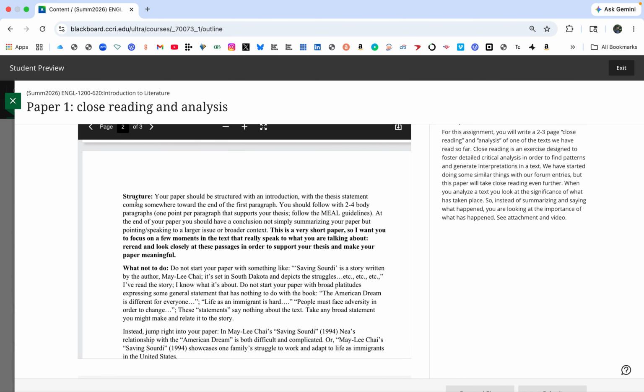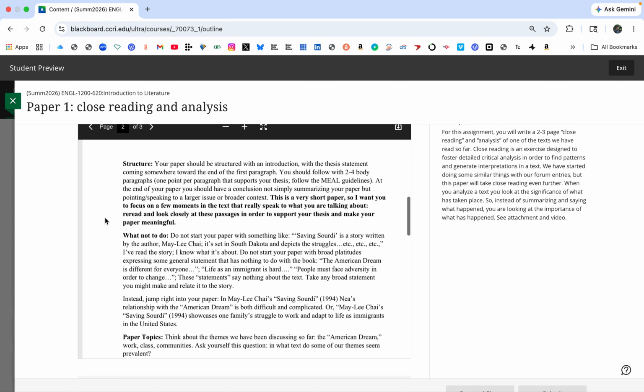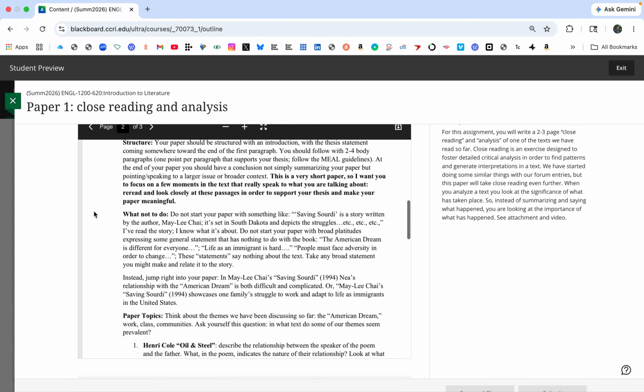Structure. Your paper should be structured with an introduction with the thesis statement coming somewhere toward the end of the first paragraph. You should follow with 2 to 4 body paragraphs, 1 point per paragraph that supports your thesis. Follow the MEAL guidelines. At the end of your paper, you should have a conclusion not simply summarizing your paper, but speaking to a larger issue or broader context. This is a very short paper, so I want you to focus on a few moments in the text that really speak to what you are talking about. Reread and look closely at these passages in order to support your thesis and make your paper meaningful.